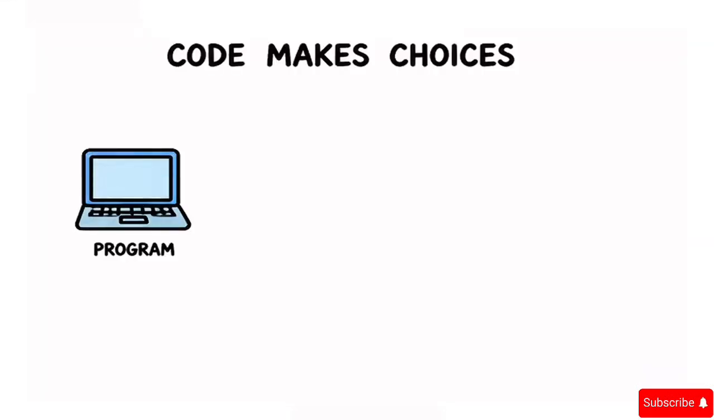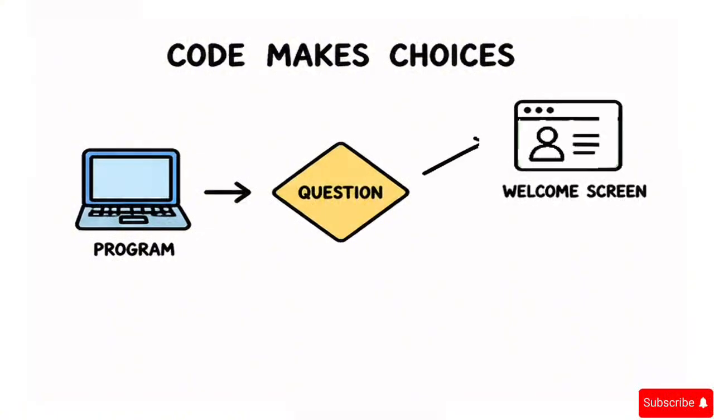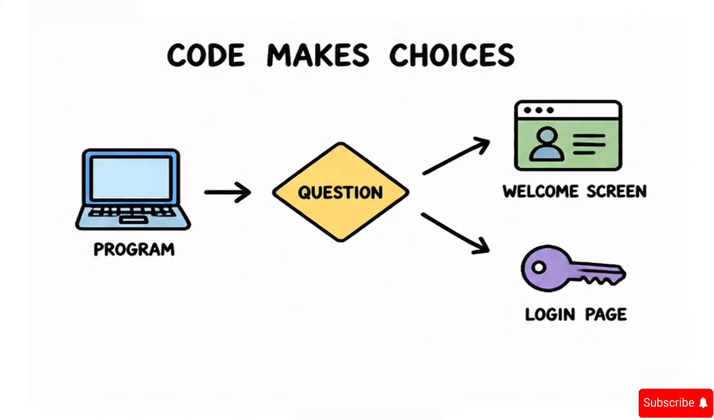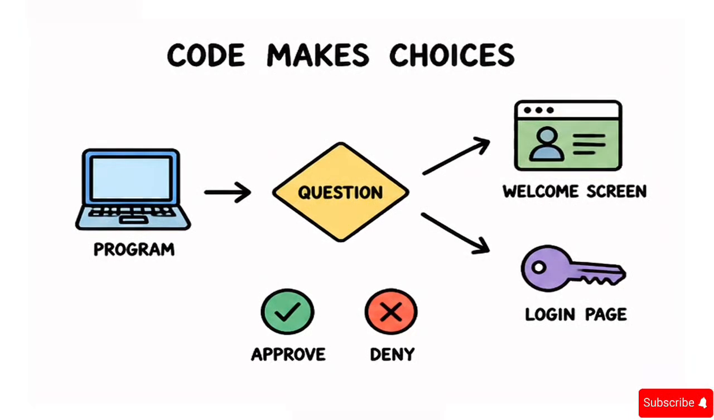Every program faces choices. Should it show a welcome screen or a login page? Should it approve or deny a request? Conditionals let code decide. They check a question, then pick a path. Without them, code runs the same way every time, no matter the input.